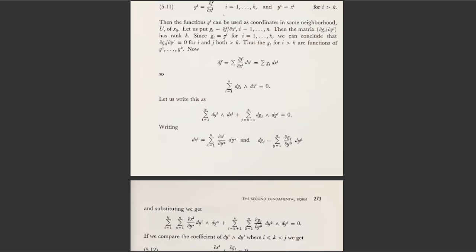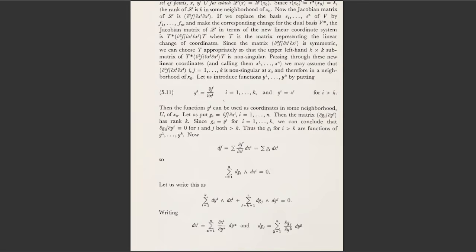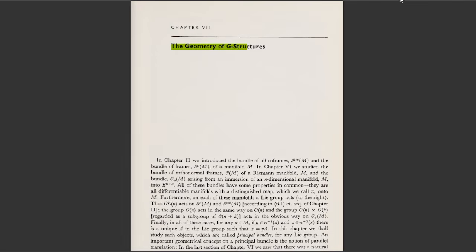So let's move on to the next one, and this is actually the last chapter. It's called Geometry of G Structures. So yeah, here we go.